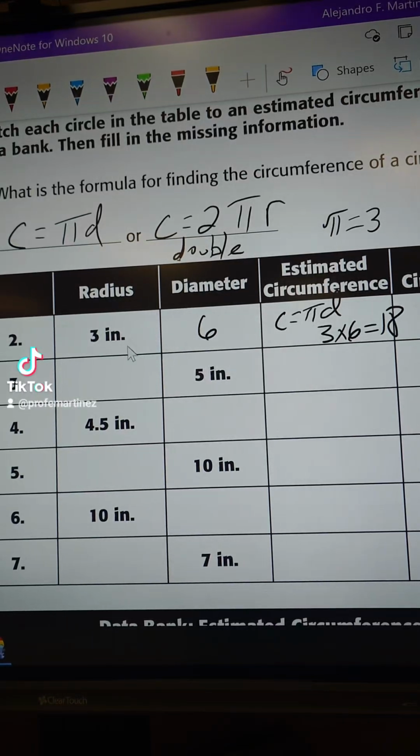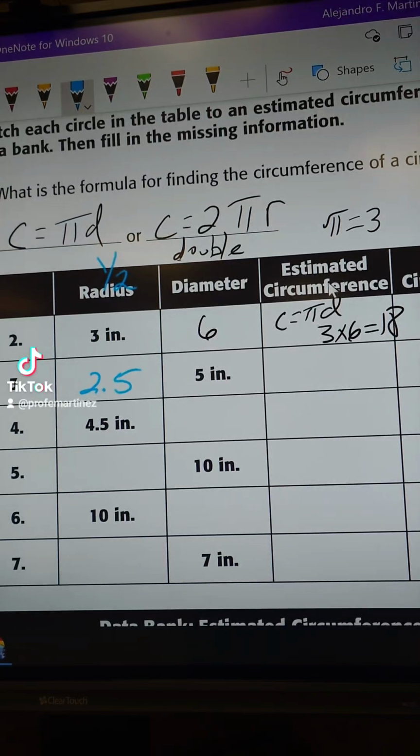Now, let's say they give you the diameter. Now you need the radius. The radius is half of the diameter. So that means we're going to cut this in half, or divide by 2. So remember, this is 1/2 of the diameter. So if this is 5, this is half of that, which is 2.5.